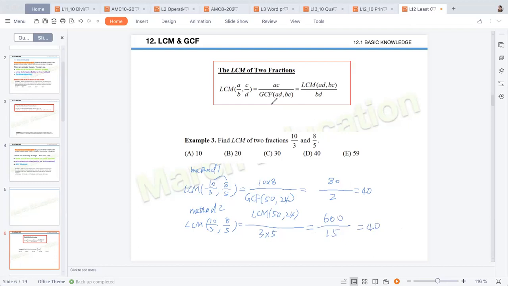Okay, so I suggest you to use this one, not this one, because the least common multiple is more difficult to find than the greatest common factor. So the answer of this is 40.